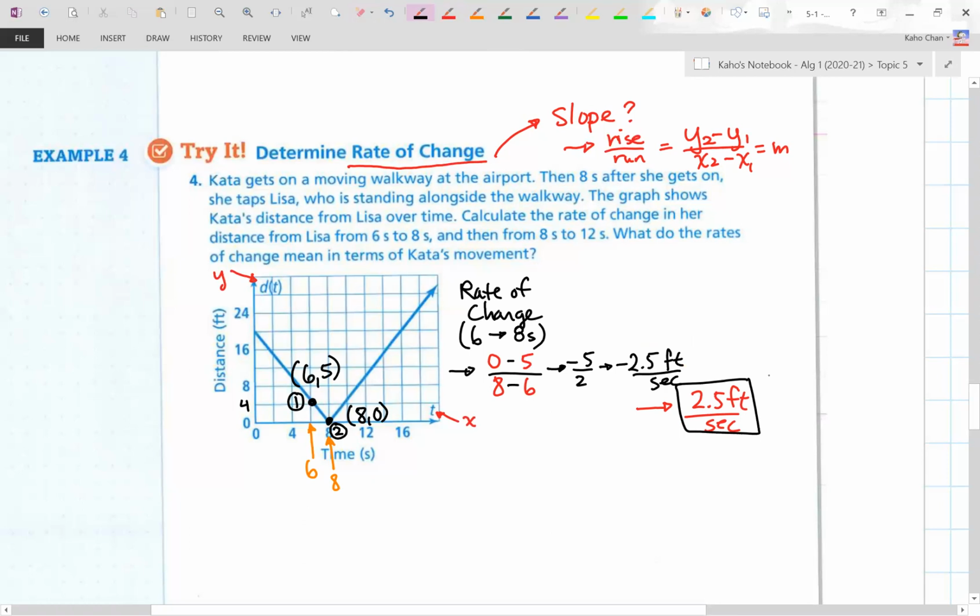How about going the other way? When Kata starts moving away from Lisa from 8 to 12 seconds. From 8 to 12, that point up there, and I'll tell you what the book says, so we don't get our numbers mixed up. It's 12 comma 10, okay? And yeah, I can call that point 1, point 2, point 1 again, but it doesn't really matter. Just keep them all lined up. If I find the rate of change from 8 to 12 seconds, let's see what that is.